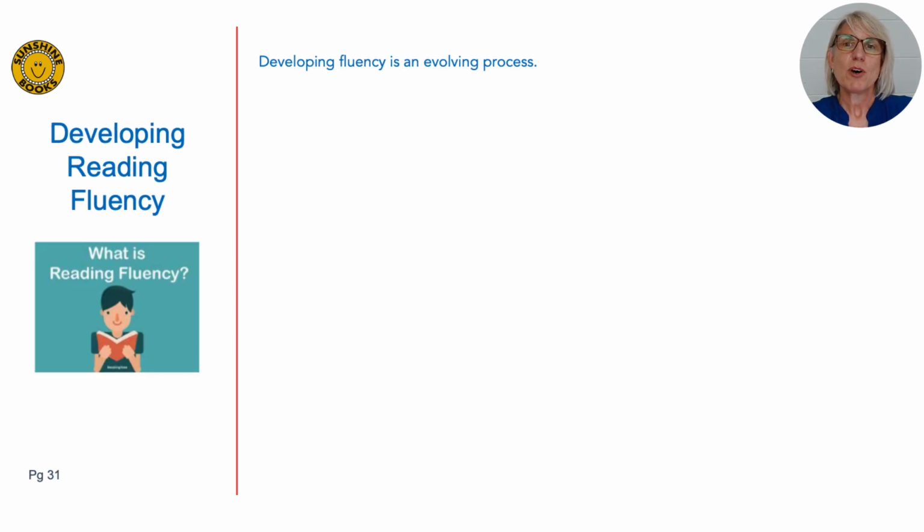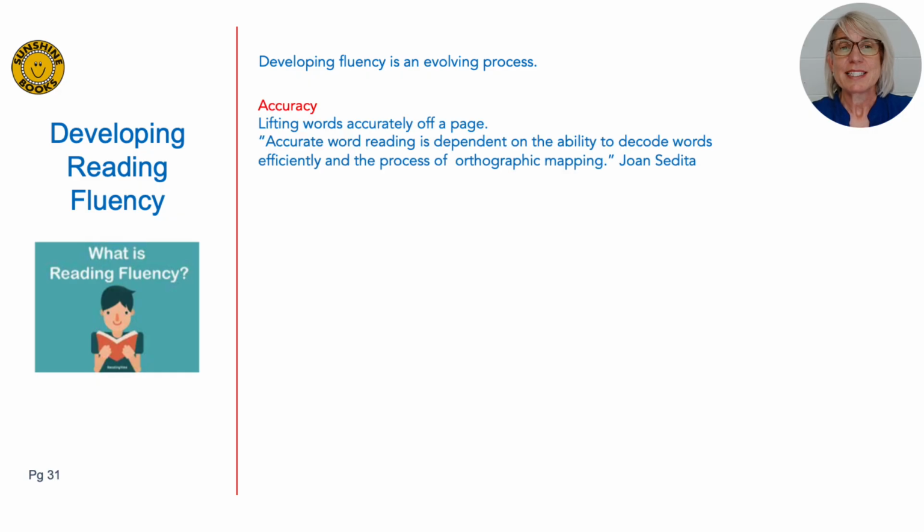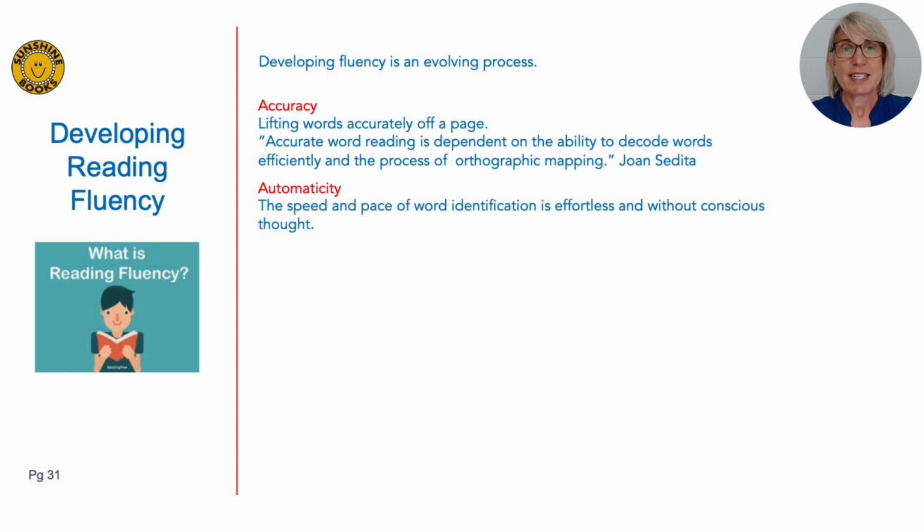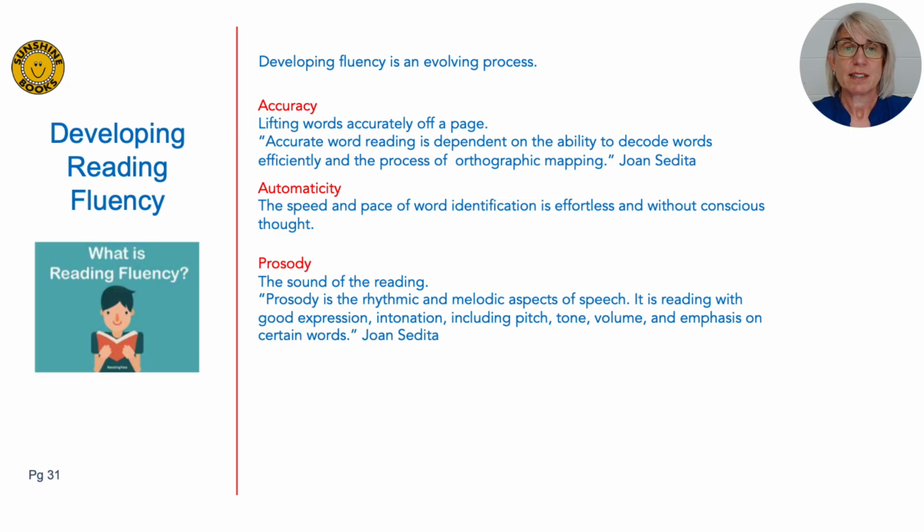Developing fluency is an evolving process. It involves 3 things: accuracy, automaticity, and prosody. Accuracy is lifting words accurately off the page. Accurate reading is dependent on the ability to decode words efficiently and the process of orthographic mapping. Automaticity, the speed and pace of word identification, needs to be effortless and without conscious thought. Prosody is the sound of reading. Prosody is the rhythmic and melodic aspects of speech. It is reading with good expression, intonation, including pitch, tone, volume, and emphasis on certain words.